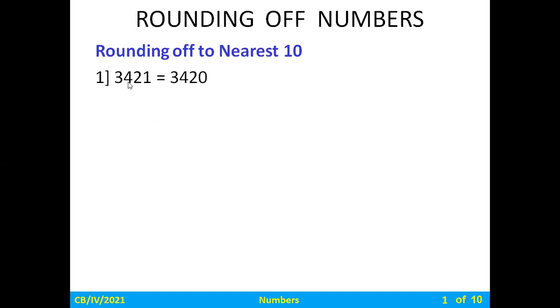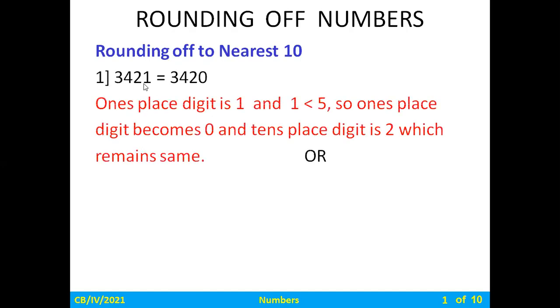So let's see the first example, that is 3421. It got rounded off as 3420. Now why did 21 get rounded off as 20? Let's see. You can see the ones place digit is 1 and it is smaller than 5.